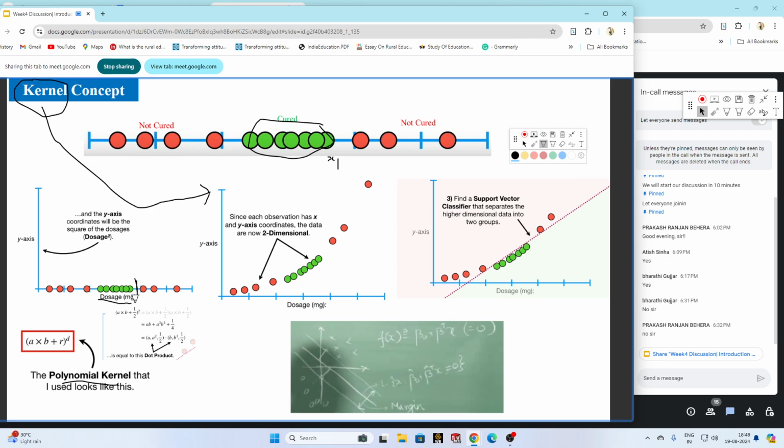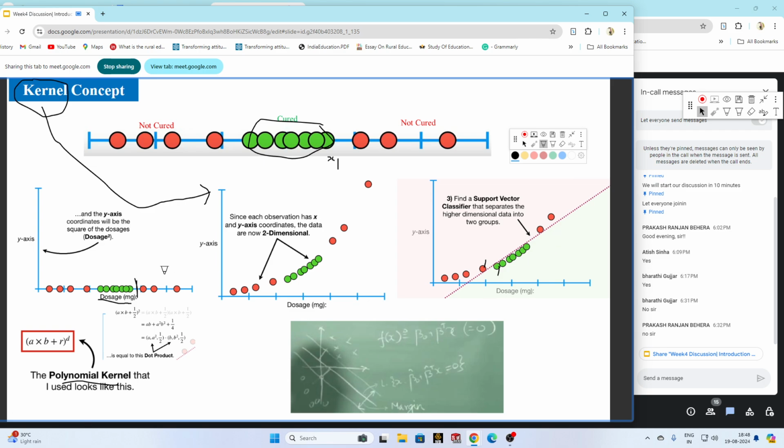Whenever we form a new dimension, these data points can now be very well separated. Now we can easily draw a line in between, like here. This is your support vector. You can take two soft margins, like any point, this is your support vector, this is your support vector. The midpoint of these two support vectors will be your support vector classifier line. Okay, so this is the concept of kernel.